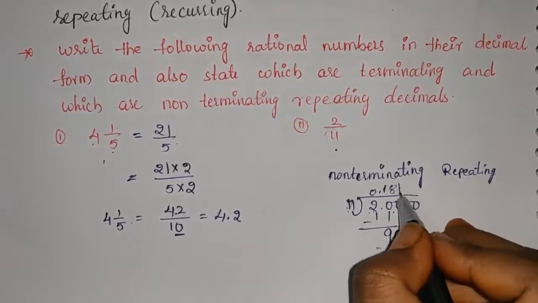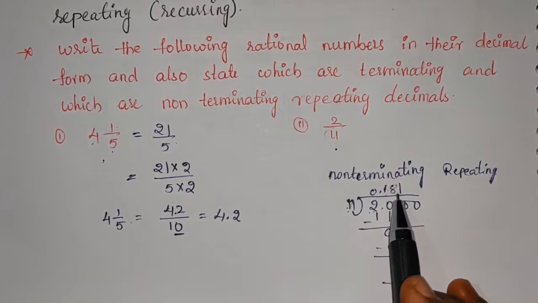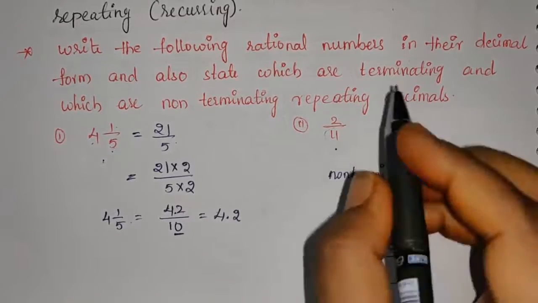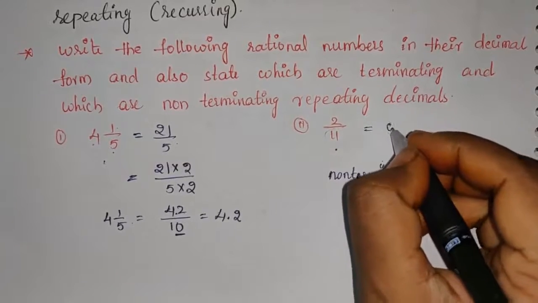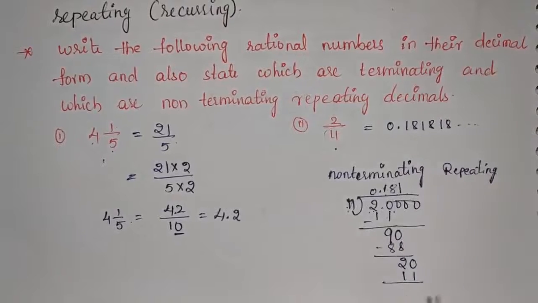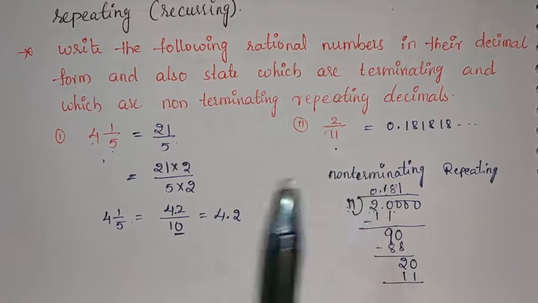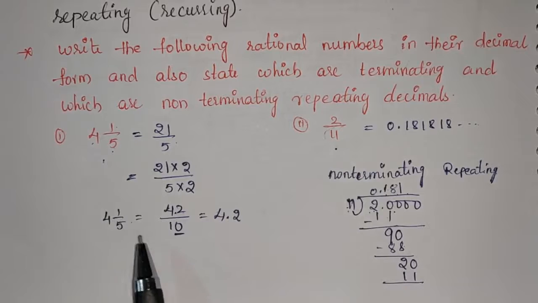Again 20. 11 ones are 11. So when you keep on dividing like this, you will get 0.18181818. So the result is 0.181818 and so on. Here the block of digits 1 8 are repeating continuously, so it is a non-terminating repeating decimal, whereas 4 1 by 5 is a terminating decimal.